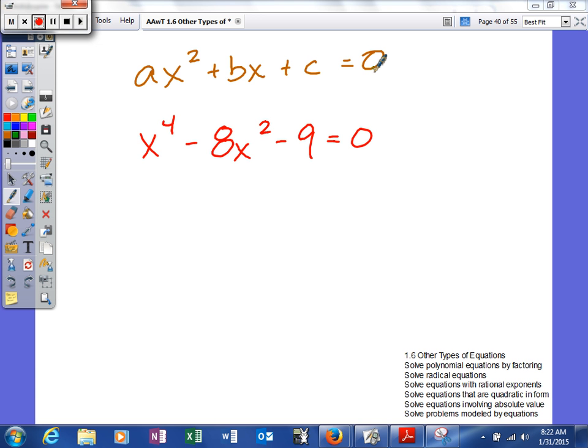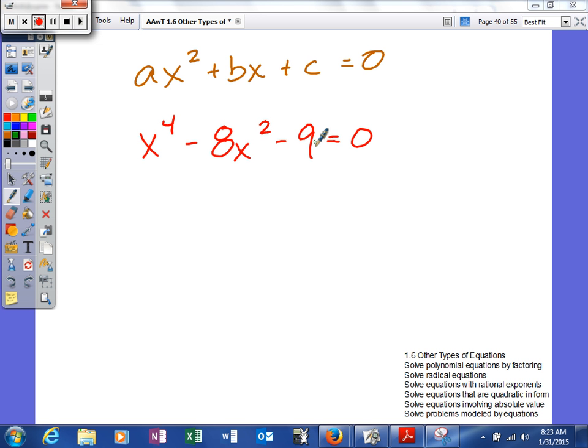One, if you notice in a quadratic we have three terms. And then also in a quadratic, the degree of each term decreases by the same amount every single time. So this has a degree of 2, this has a degree of 1, this has a degree of 0, so we're decreasing by 1 every single time. Well, if you look at our example of x to the fourth minus 8x squared minus 9, this has three terms, and each one is actually decreasing by 2 each time.